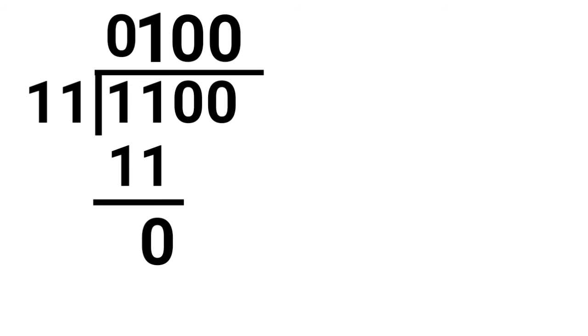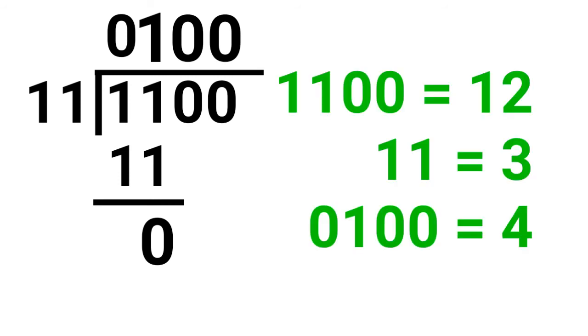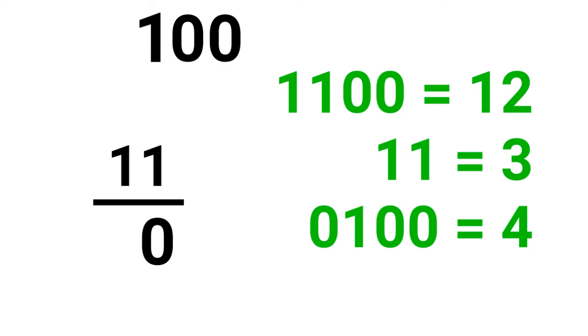If we change that to decimal, we know that 1100 is 12, 11 is 3, and 0100 is 4. And if we divide 12 and 3, the answer should be 4.